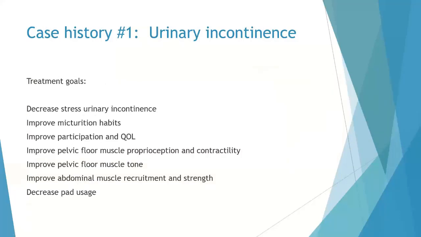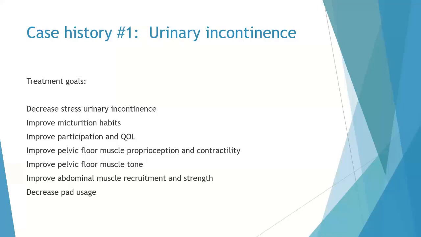So my treatment goals for her were to decrease her stress urinary incontinence, improve her micturition habits, and improve participation and her quality of life. I wanted to improve also her muscle proprioception and contractility, meaning I wanted to be sure that when she did her contraction, she was doing it correctly and that she felt that she was doing the activity correctly. In terms of contractility, there's a lot of different things I want to work on. I want to work on her ability to contract, but I also want to work on her strength, her endurance, and her recruitment speed.